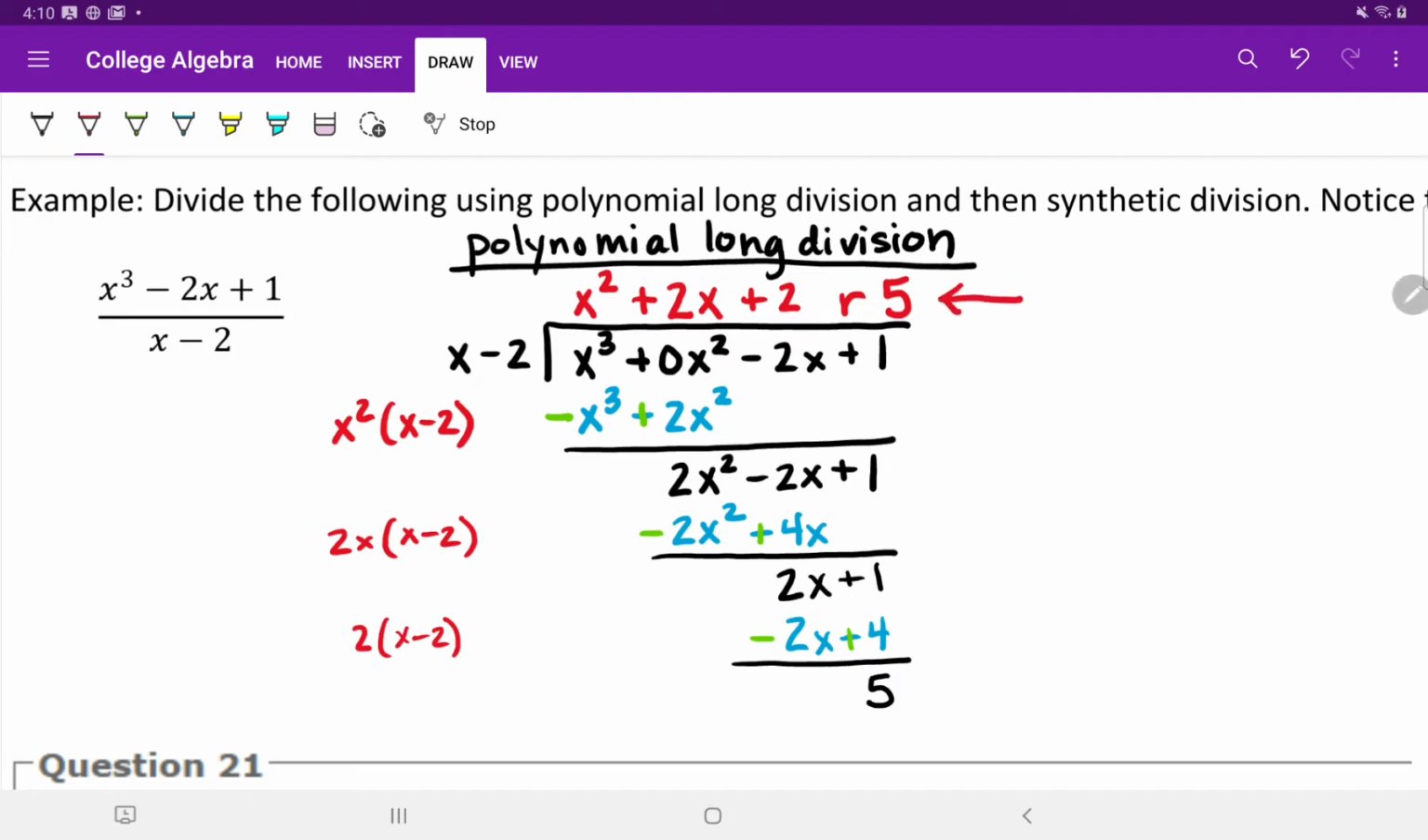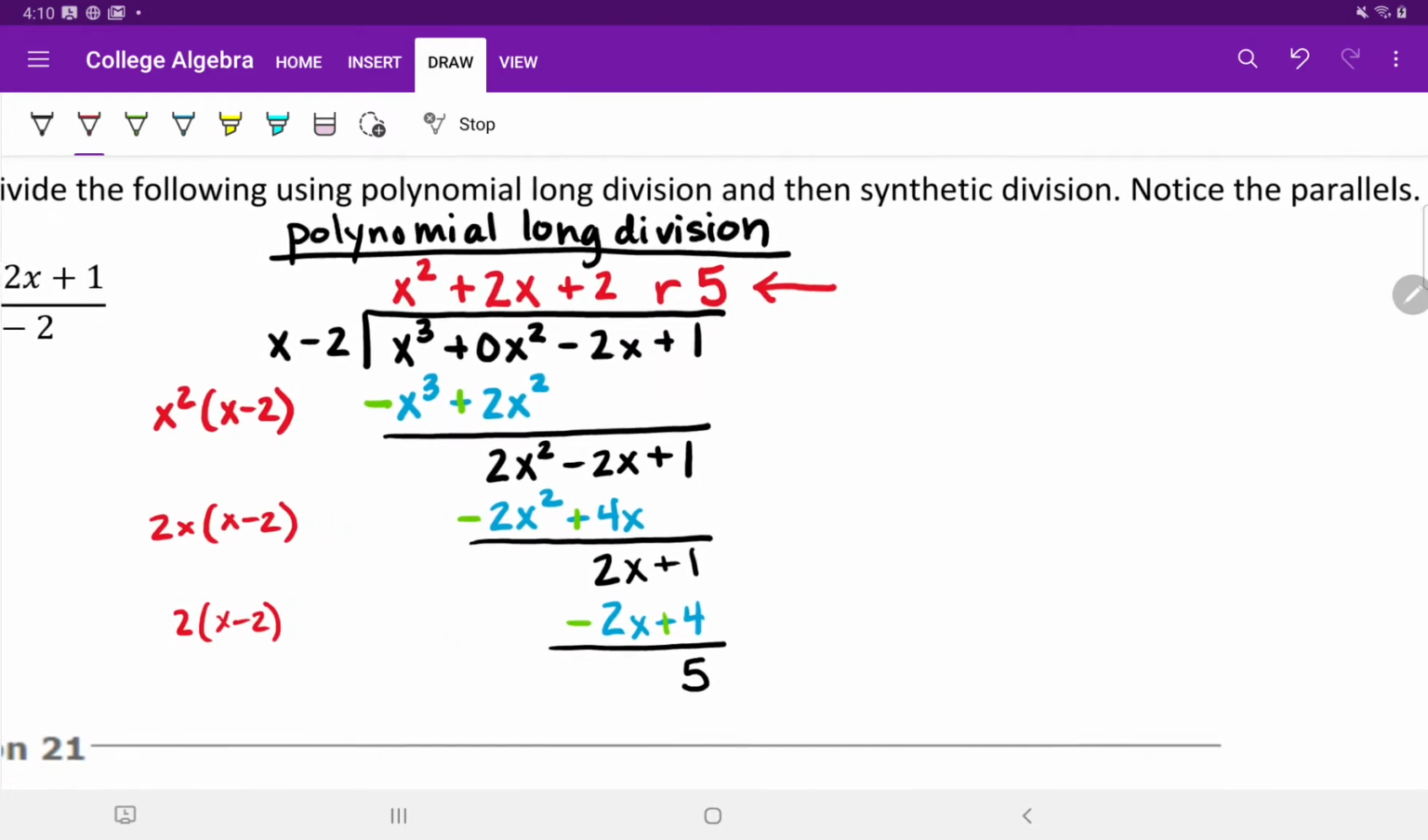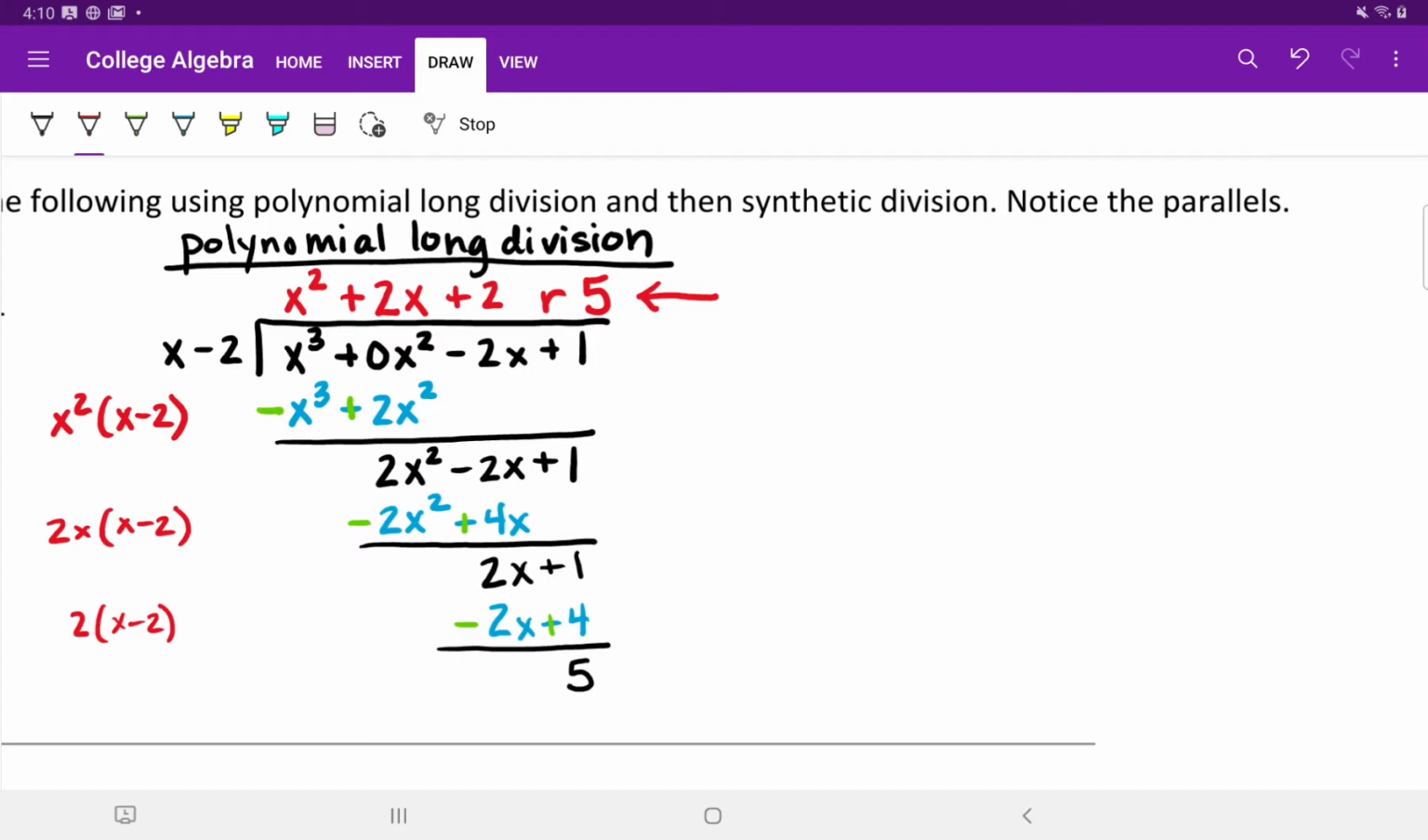This right here is our answer. That was a long and tedious process. Fortunately, we do not have to continue like this. We're about to talk about a shortcut, synthetic division. So synthetic division is magic. You don't really need to know why it works or how we figured it out, but it's a shortcut that's going to get us to our answer way faster.